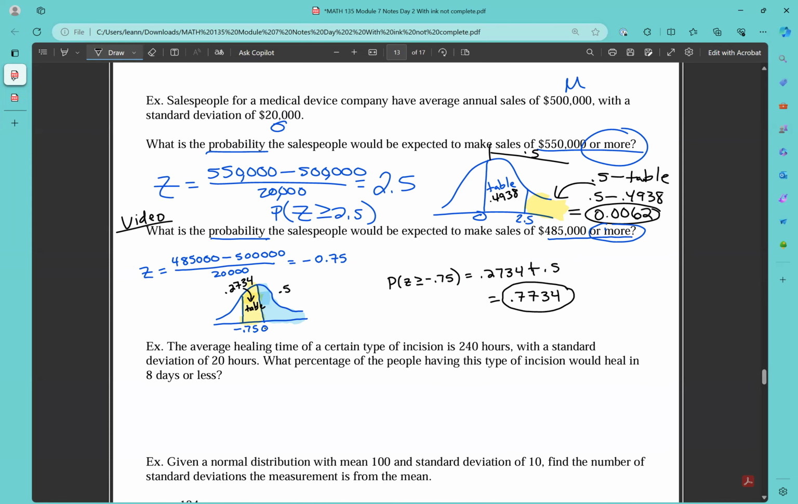Okay. Probability and area are interchangeable words. So just remember, sometimes I'll say area, sometimes I'll say probability. Area is kind of the visualization of me shading it in, but the areas represent the probabilities. Okay. All right, let's look at another one.